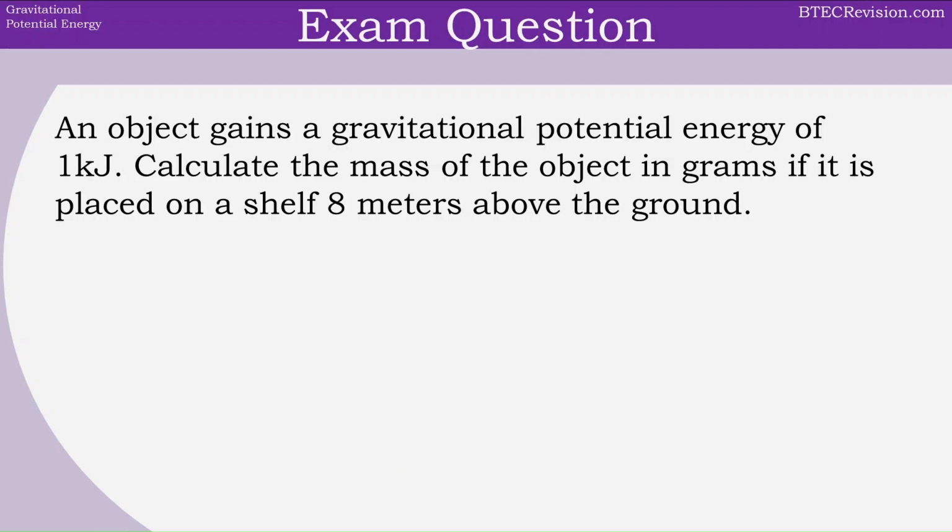Now, in order to work out this question, the question is asking for the mass. And if we note, we have the value of gravitational potential energy being 1 kilojoule. So the first thing we should do is convert that into joules. We know a kilo is 1,000. So the GPE is equal to 1,000 joules. Next, the distance, 8 meters, that's fine. And now we can work out the question, which is asking for mass. If we write down the equation, GPE equals mass times gravity times height.